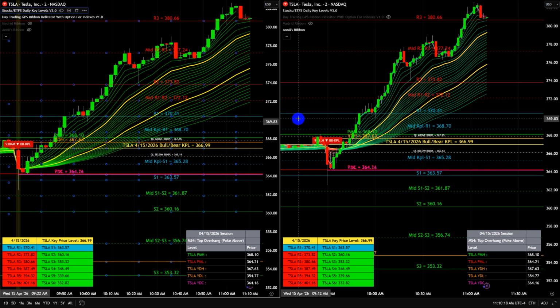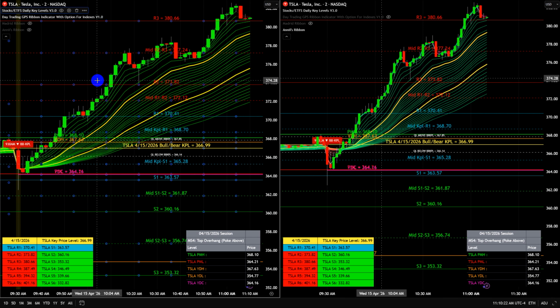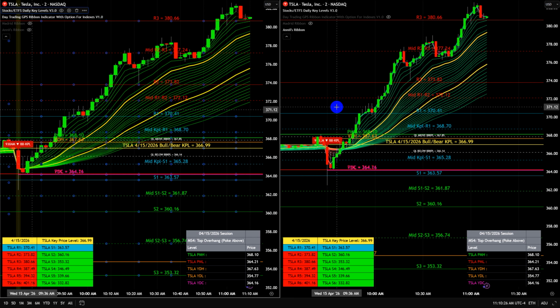So the real advantage here is being able to have a dual screen, so you can really see what the RTH only ribbon looks like versus the regular ribbon.